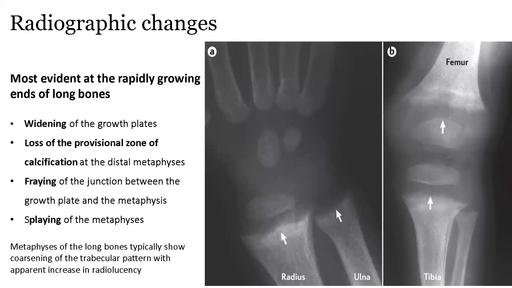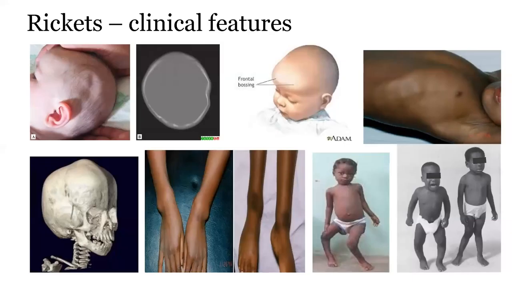The metaphysis of the long bones shows typical coarsening of the trabecular pattern, but it might not be visible depending upon the exposure of the X-ray. So these bones become very spongy and very soft, and give rise to various skull fractures, frontal bossing in infants, rachitic rosary, where the costochondral junctions are expanded, and some features of craniosynostosis with some hereditary forms can be seen. Typically wrist widening would be there, and the very well-known deformities of the lower limbs in the form of genu valgus and varus, and the windswept deformity, where the curvature is on the same side, contribute to the clinical features of rickets.